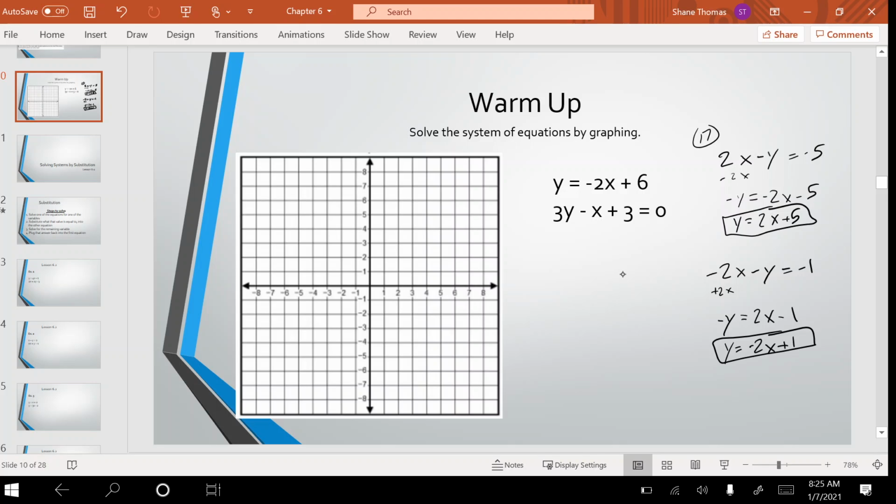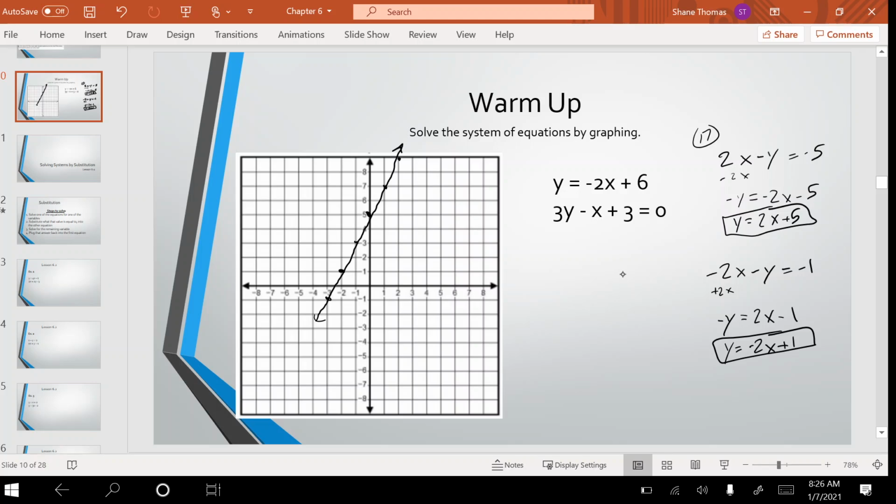Y equals 2x plus 5. So I'm at plus 5, up 2 over 1, up 2 over 1. Same thing here, you go in the other direction. Boom. Okay. There's that line. We'll extend it if we need to.